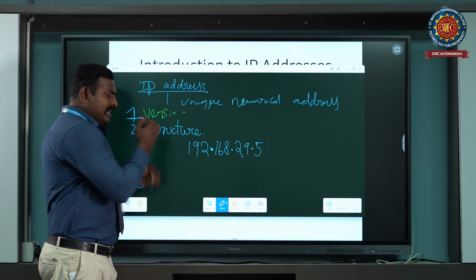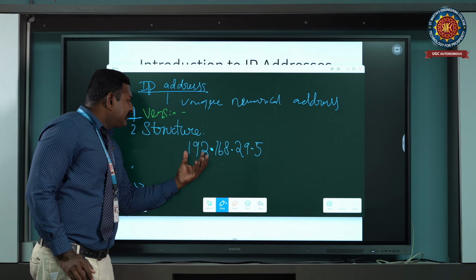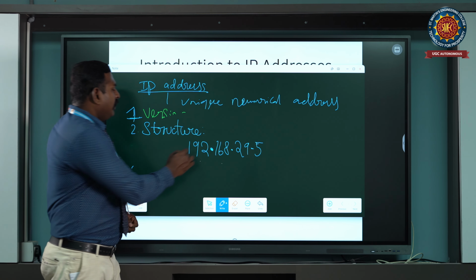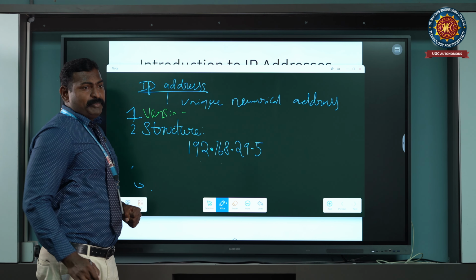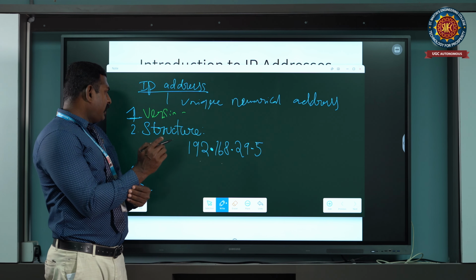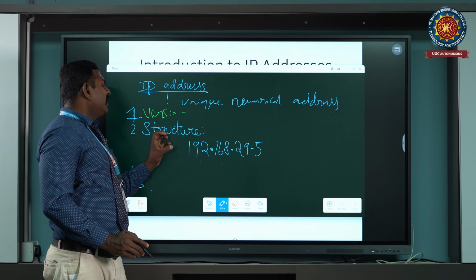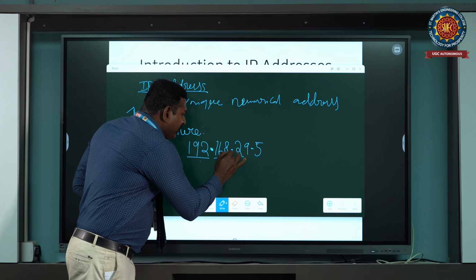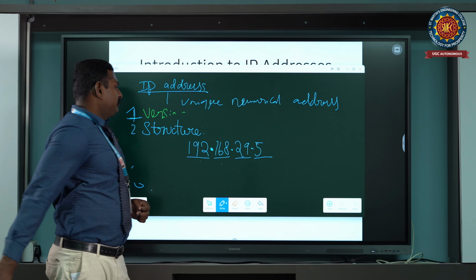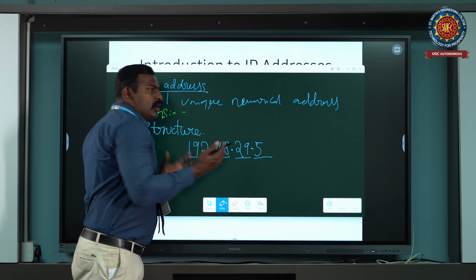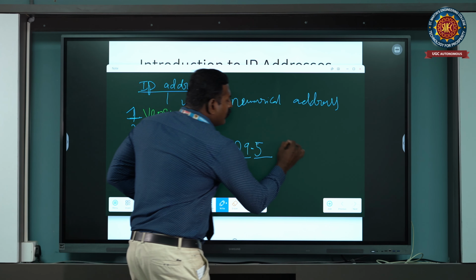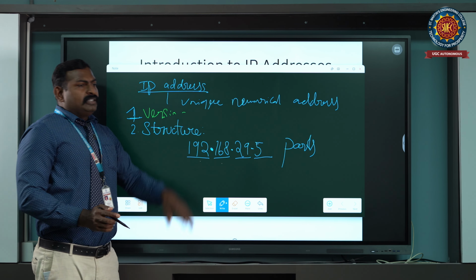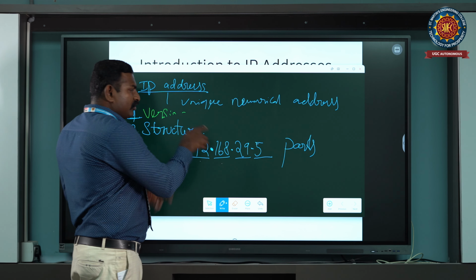This is class C, a class C type of IP address. Once I come to class, it will be understandable. Let me explain one by one. The structure should be like this. Each one is called an octet: first octet, second octet, third, fourth. So 4 parts are there. In between octets, a dot should be there. That's all about structure.